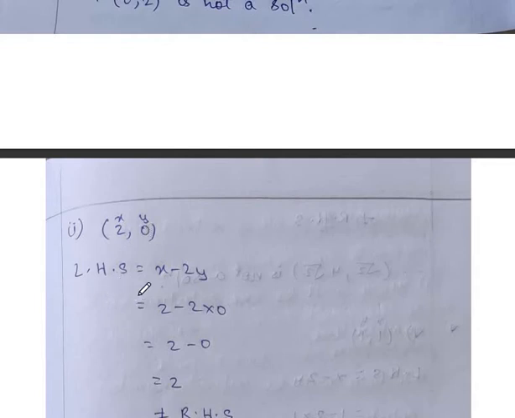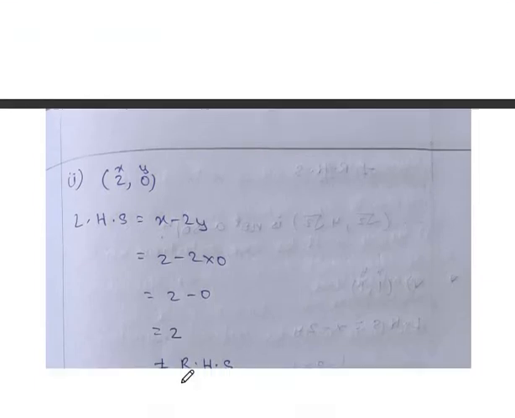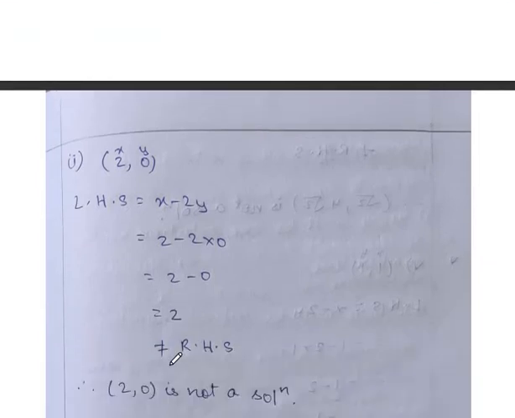Left hand side of the equation, x minus 2y. x is 2, y is 0, you can put it. 2 minus 0 only, so the result is 2. This also is not matching with the right side, because the right side is 4. Our equation was x minus 2y equal to 4. So this is not matching with the right side, therefore (2, 0) is not a solution.